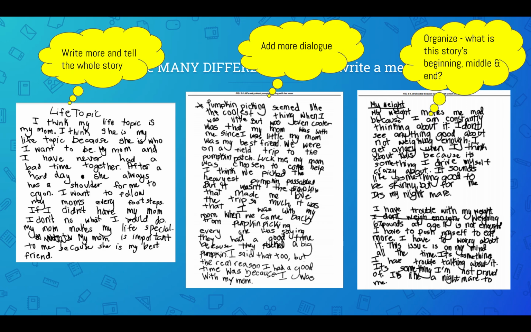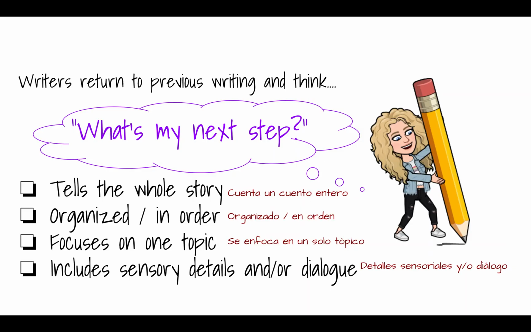And so what you're doing here is a little bit critical in the way that you're reading your writing and thinking, what's my next step? But it's not going back and beating yourself up. It's just thinking, okay, I have all these good things. What else can I do? So again, and here's translations in Spanish if you want to read them, you're going to return to your writing and think, what's my next step? And you have 4 options here.